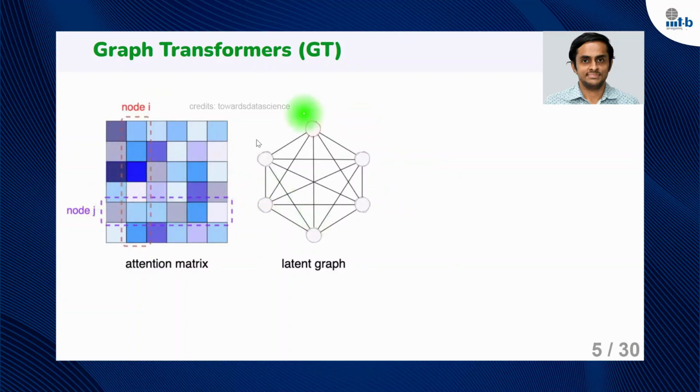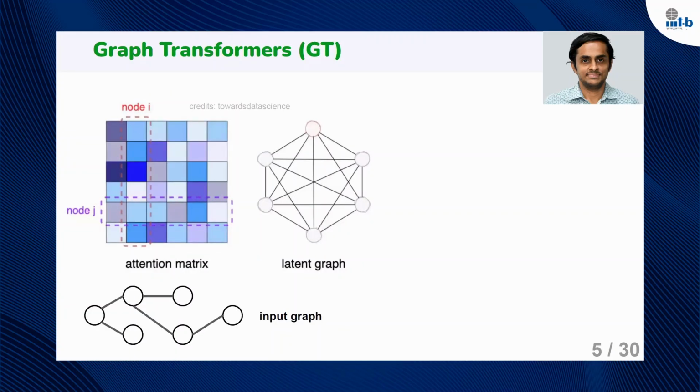So there is a fully connected latent graph, where every node is connected to every other node. But then we also have the input graph. For example, a social network itself can be modeled as a graph, which is different from this fully connected latent graph. So we have a different input graph.